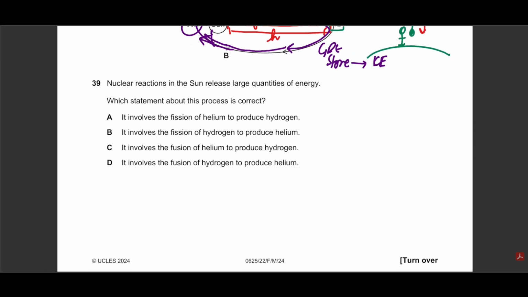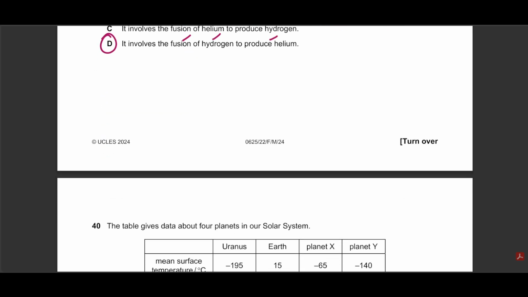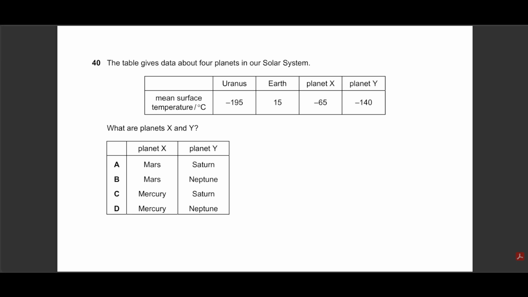Question number 39. Nuclear reactors in the sun release large quantities of energy. We understand that. It involves fission. No, it doesn't. It involves fusion of hydrogen to produce helium. Again, it's a fact. I can't really help you with that. It's how a star is formed.